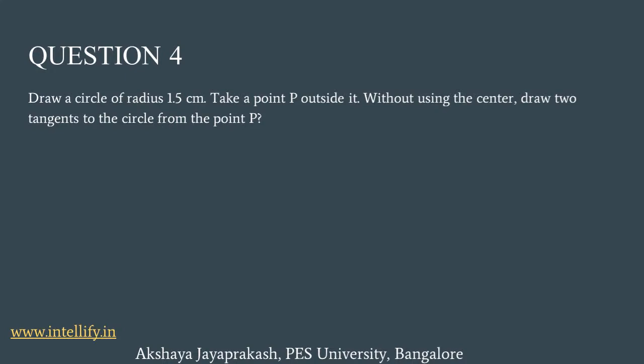Question 4. Draw a circle of radius 1.5 cm. Take a point P outside it. Without using the center, draw two tangents to the circle from the point P.